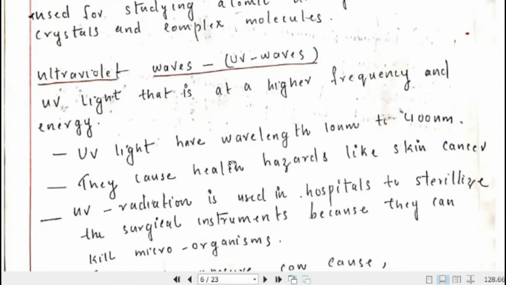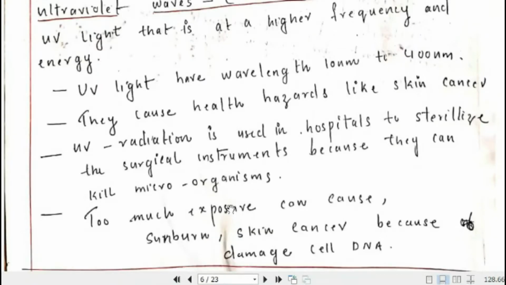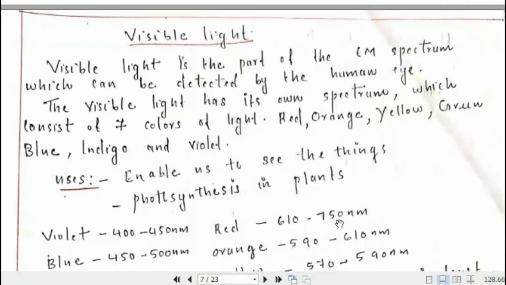Next one, UV waves or ultraviolet waves. UV light is at a higher frequency and energy. UV light has higher wavelength compared to gamma rays and X-rays, which is 10 nanometer to 100 nanometer. They cause health hazards like skin cancer. UV radiation is used in hospitals to sterilize the surgical instruments because they can kill microorganisms. Too much exposure can cause sunburn and skin cancer because of the damage of cells in DNA. Next one is visible light.